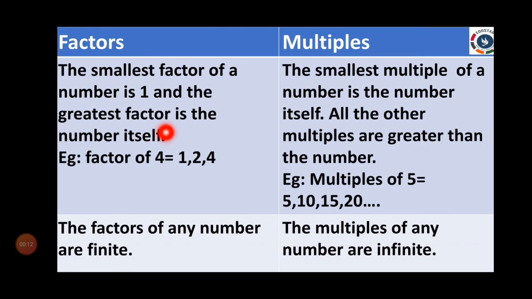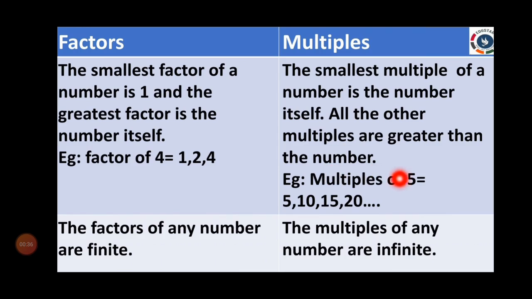The smallest factor of a number is 1 and the greatest factor is the number itself. The same thing, 1 is the smallest factor, and the greatest factor is 4, the number itself. And the next one, multiples. The smallest multiple of a number is the number itself. All the other multiples are greater than the number.